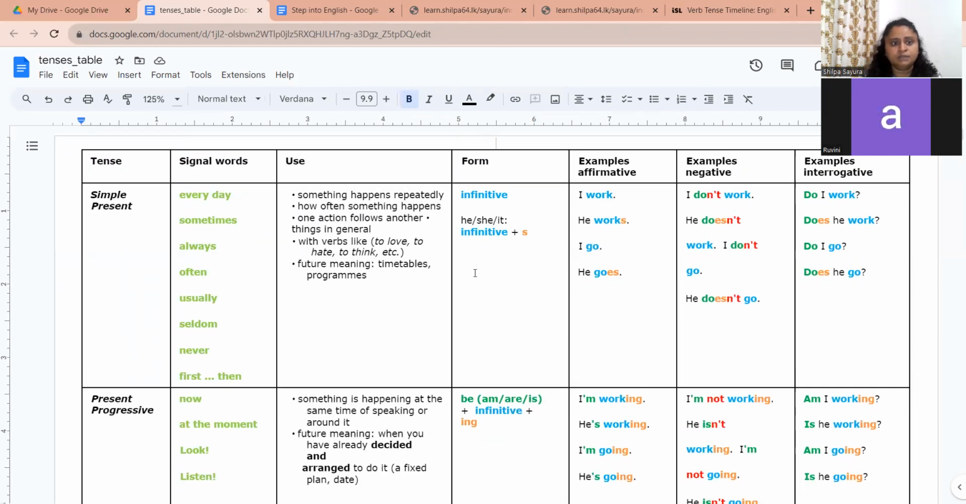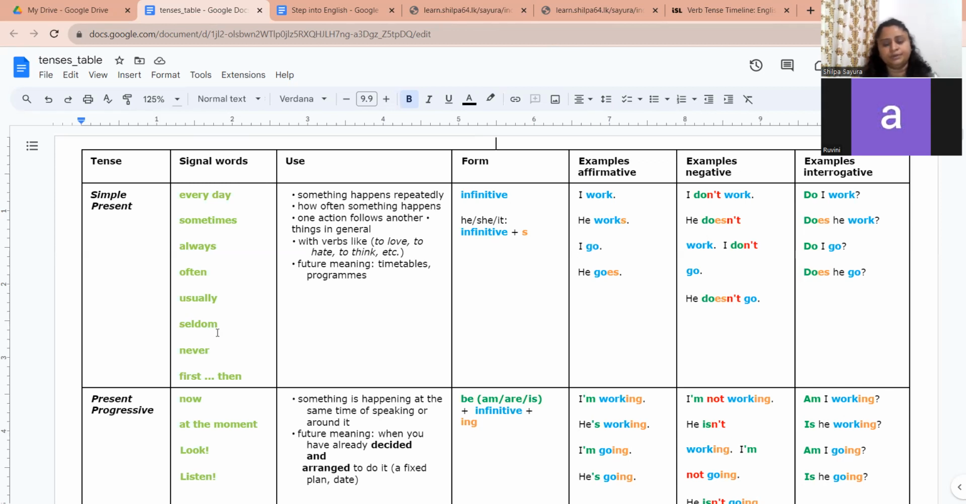So signal words that you use with these things are every day. So every day, once again, reminds you of a routine. Sometimes, how often you do it. Always, often, usual, usually, seldom, never.